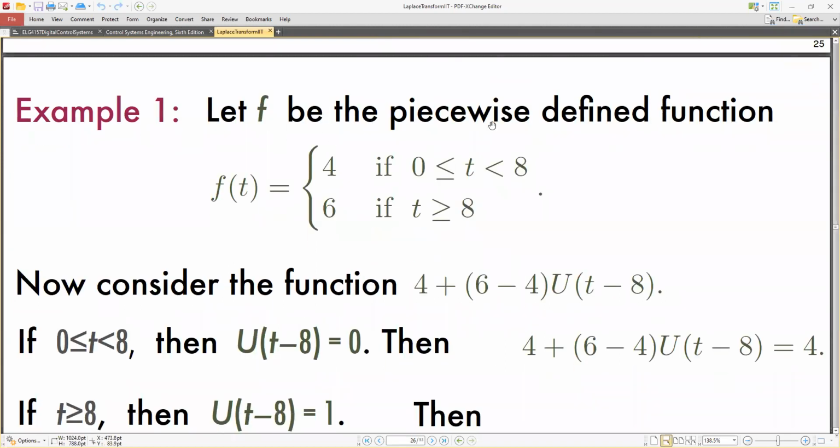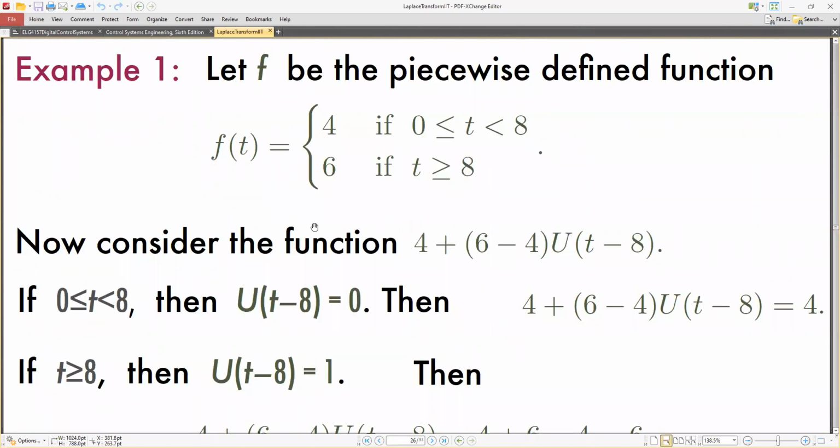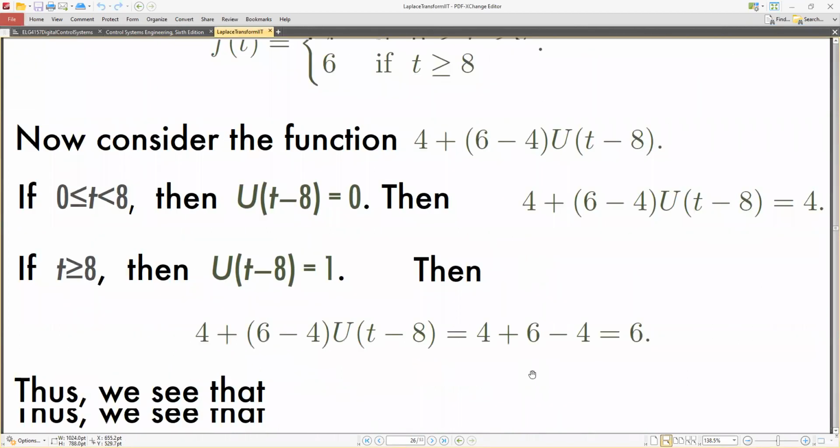So let f be the piecewise defined function. So 4 and 6. Now consider the function 4 plus (6 minus 4) times u of t minus 8. So when t is in the range of 0 to 8, then it would be like this.